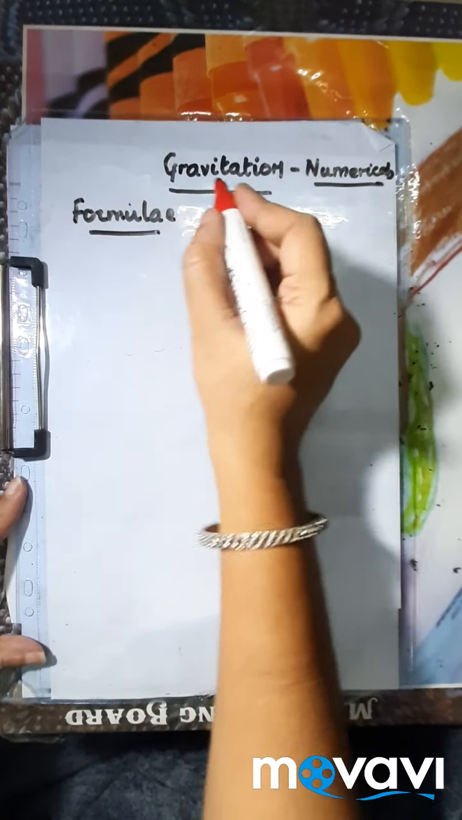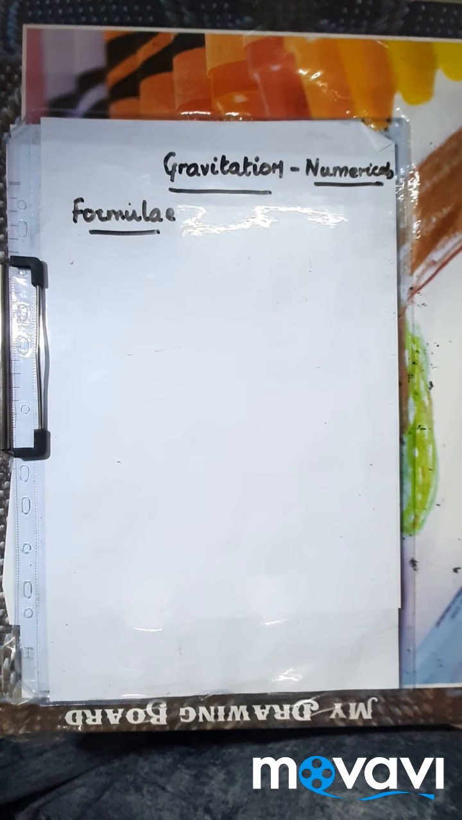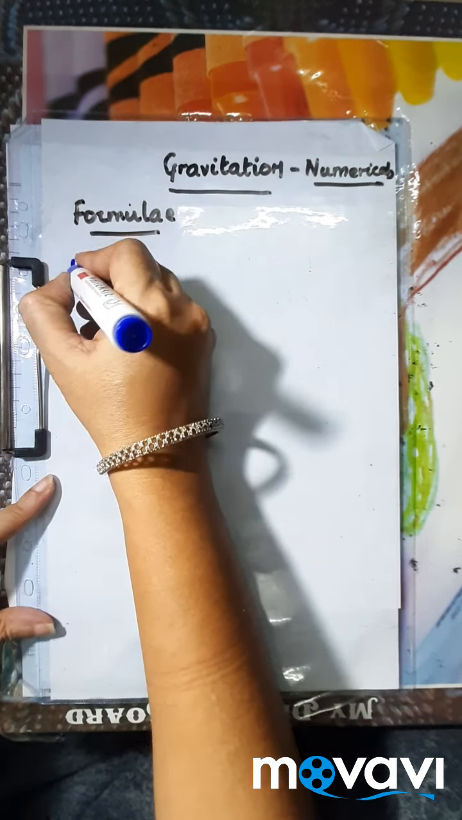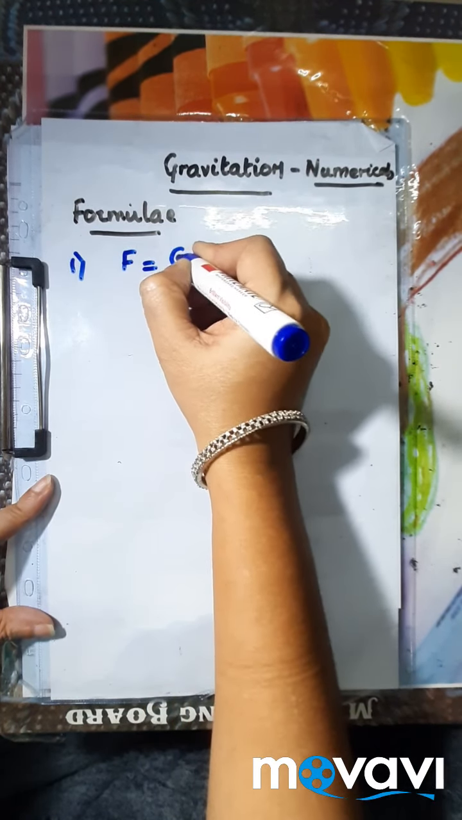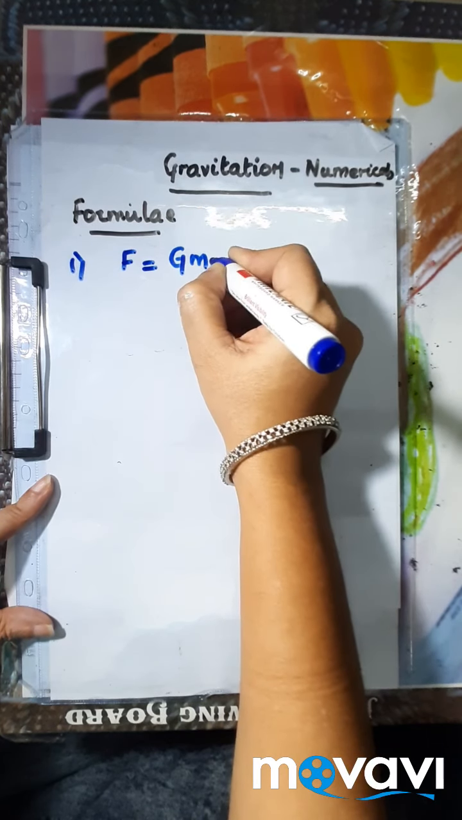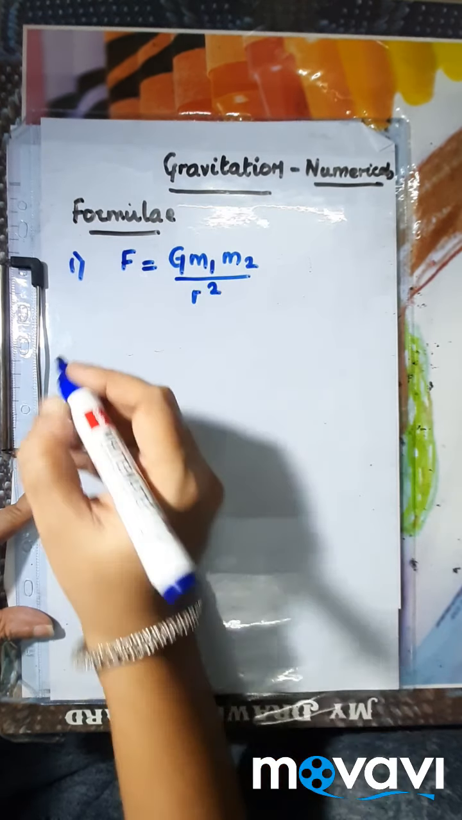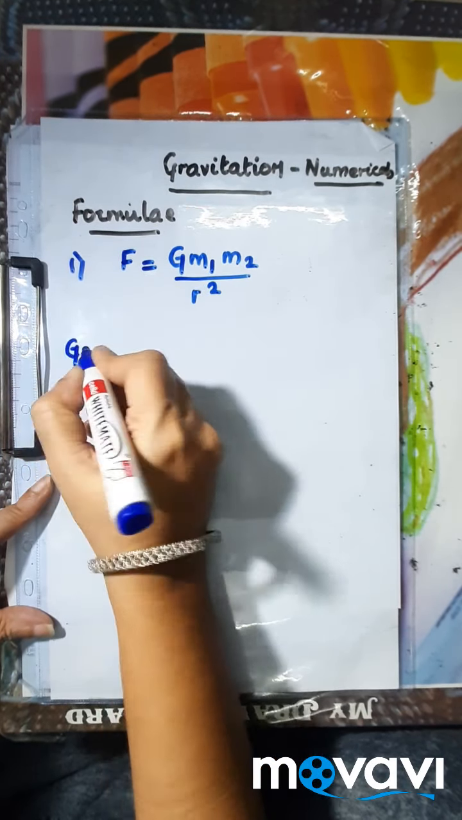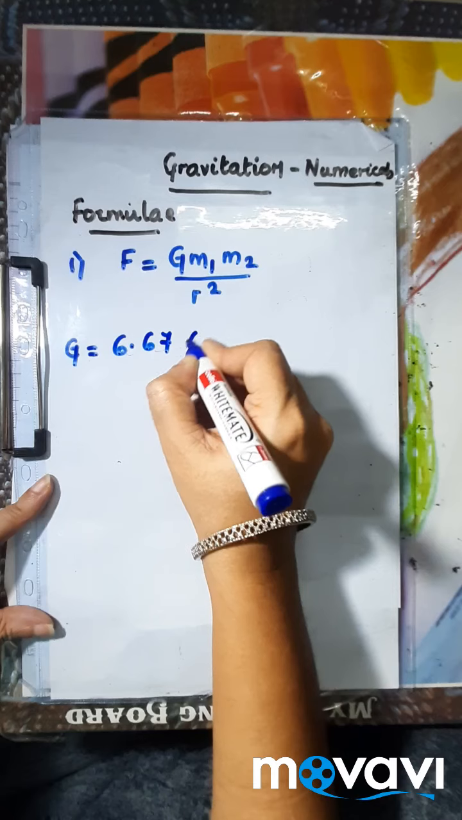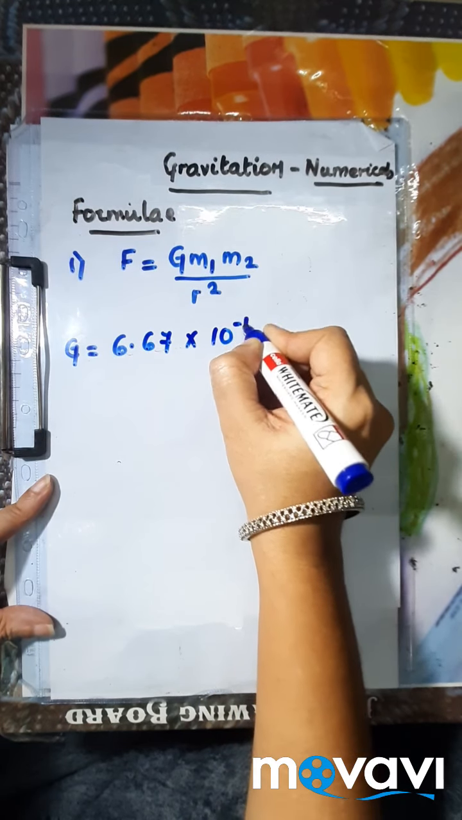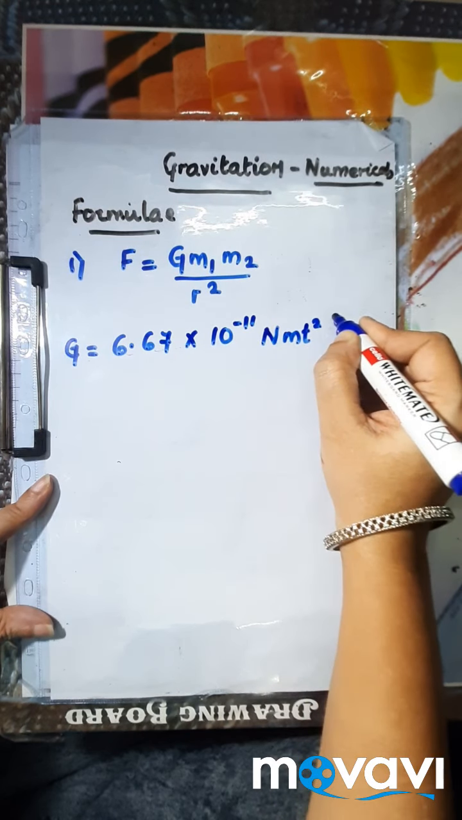We will start with the numericals of gravitation. First, we will do the formulae. Now, the formulae are as follows. The first one, which we learned this year: F is equal to capital G M1 M2 upon R square. Here the value of G, if they don't give it to you, you have to take it as 6.67 multiplied by 10 raised to minus 11 units, Newton meter square per kg square.